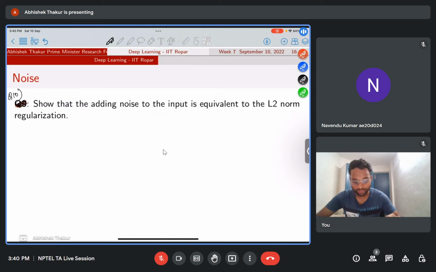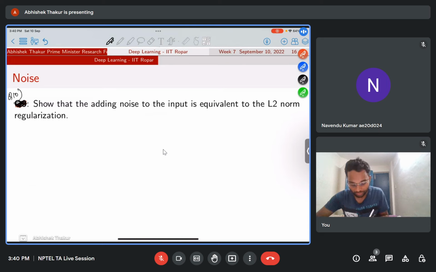So in this question, what is given is that adding noise to the input is equivalent to the L2 norm regularization. So we have to show that when we add some noise into the input, it works as an L2 regularization, and this can reduce the overfitting as well. This is just a proof kind of question.